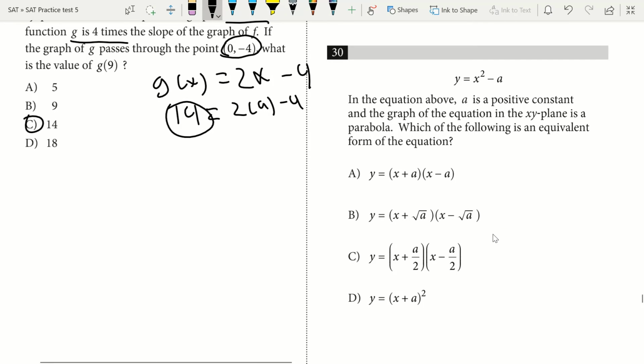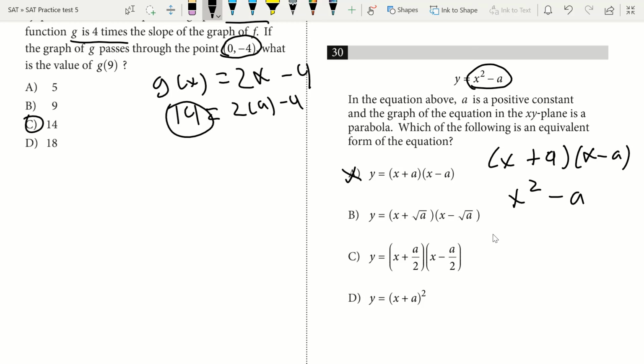All right, in the equation above, a is a positive constant, and the graph of the equation in the xy plane is a parabola. Which of the following is an equivalent form of the equation? All right, when I see this, I'm looking for the difference of perfect squares, right? I'm looking for x plus a constant times x minus a constant. And this isn't my answer choice, it's not A. I'm just using this for demonstration purposes. And that gives me x squared minus a squared, right?